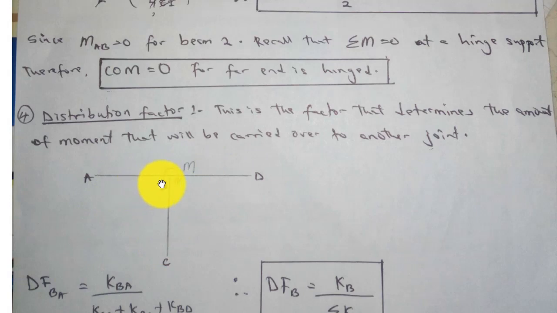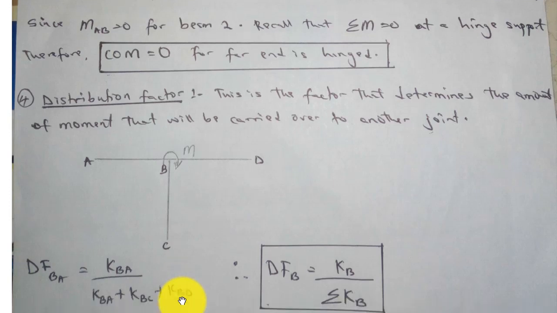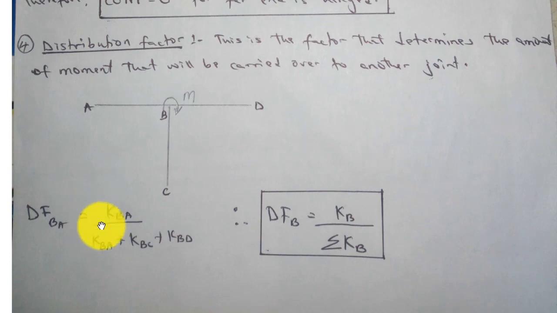But how do you know if this is minus 50? How will you know if this is 25? There should be a factor that will enable you to distribute this moment. That factor is called the distribution factor, and the formula for it is KBA.